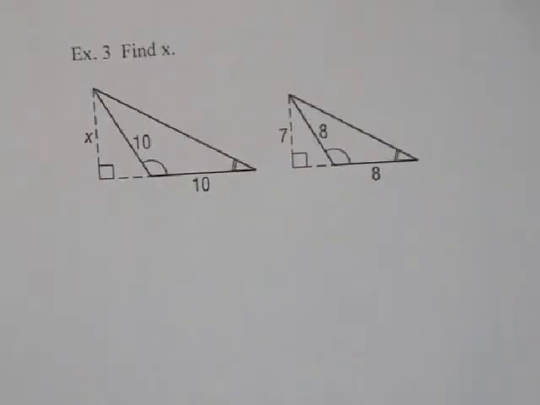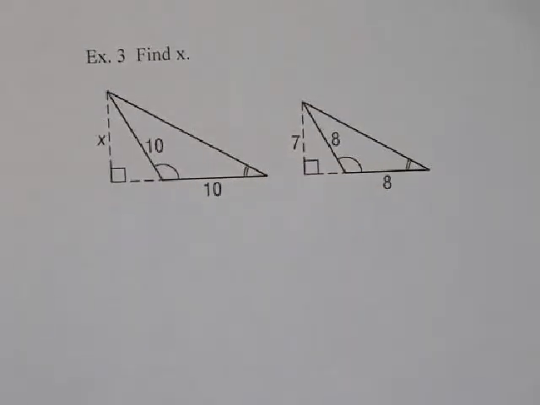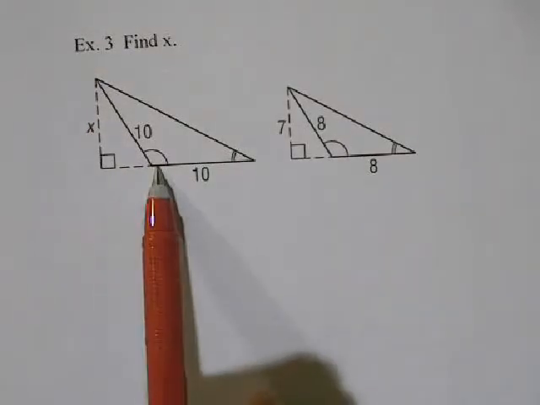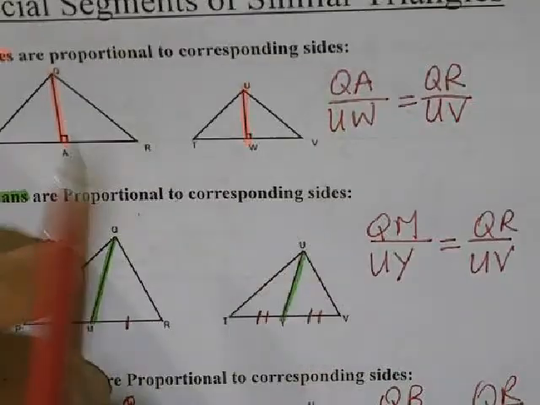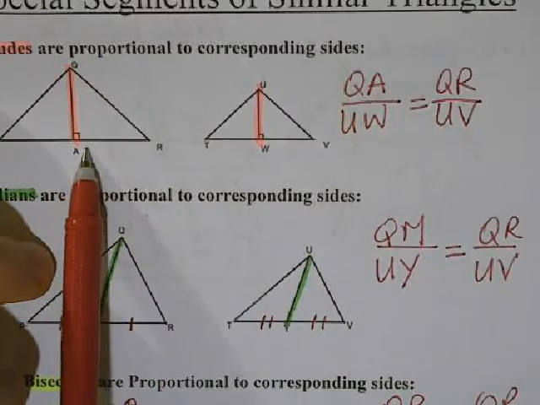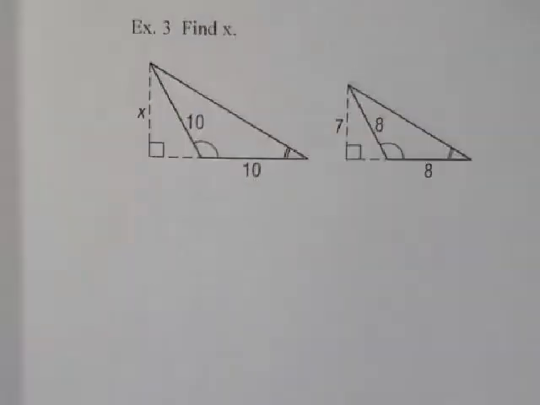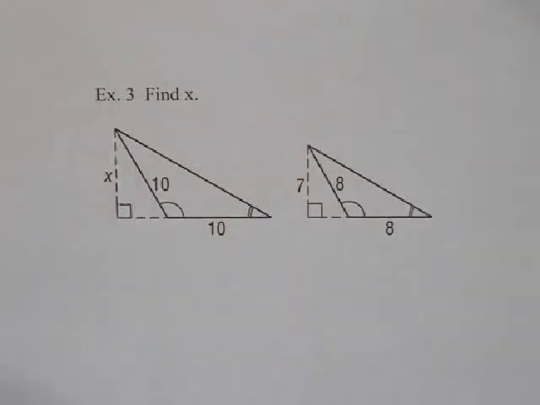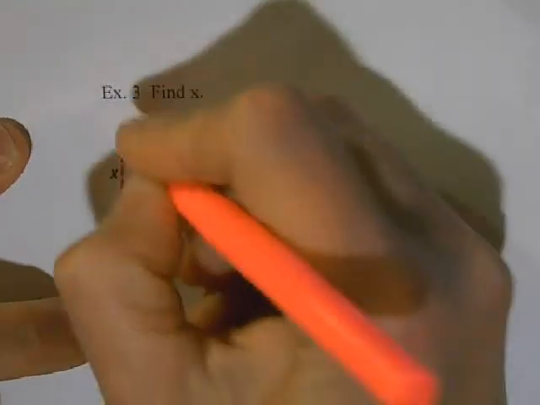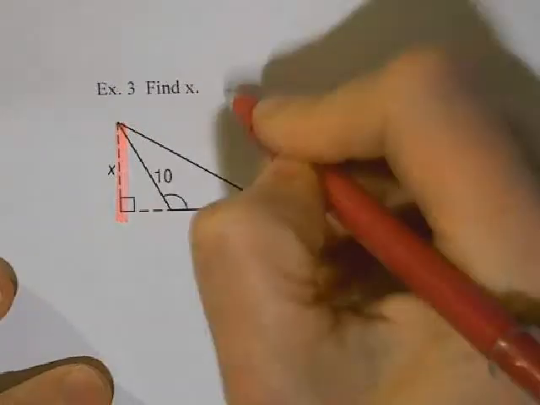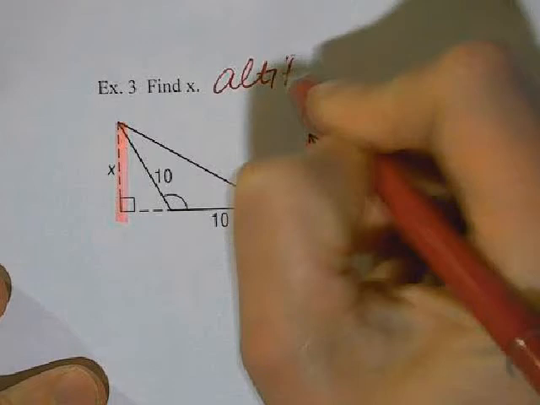Alright, example 3. What kind of special segment do we have here? Now this time the segment is not inside the triangle, it's actually outside the triangle, but it is perpendicular to the base, and that special segment was the altitude, the one with the perpendicular lines. So we're going to say these special segments, so x goes with 7. Okay, so this time we have altitudes.